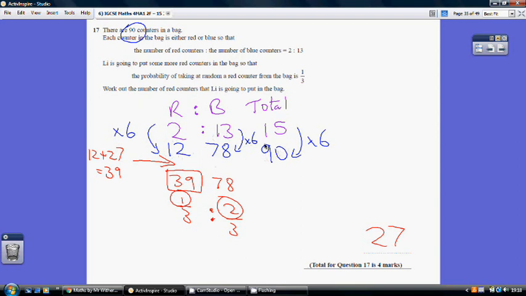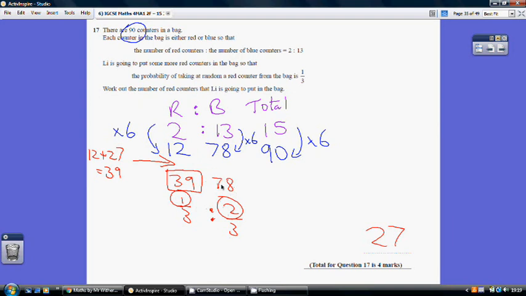Now, we're told that once Lee puts some more red counters in the bag, the probability of taking a red counter is 1/3. Now, you've got to be careful here. If the probability of getting a red is 1/3, then the probability of getting a blue must be the rest, which is 2/3. So how much bigger is the chance of getting a blue? Well, it's twice as big, 1 to 2. So we need to have twice as many blues as we've got red.